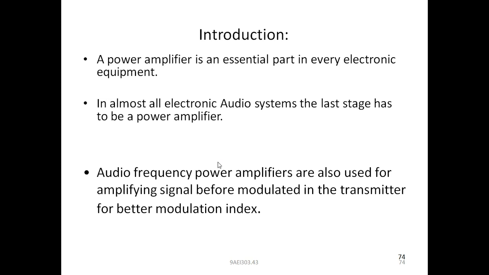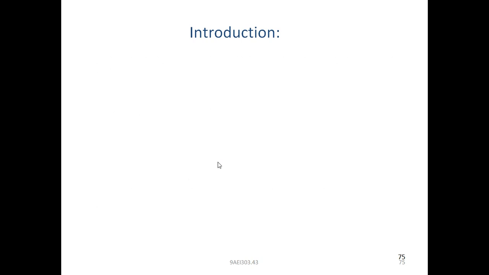Whereas, as we discussed, up to the class B power amplifier, the amount of power delivered to the load is only 78.5 percent. The 100% cannot be achieved. Therefore, the modulation index must be 0.78.